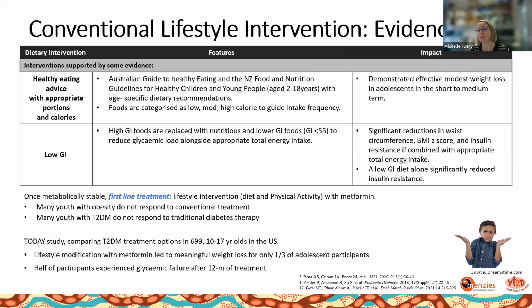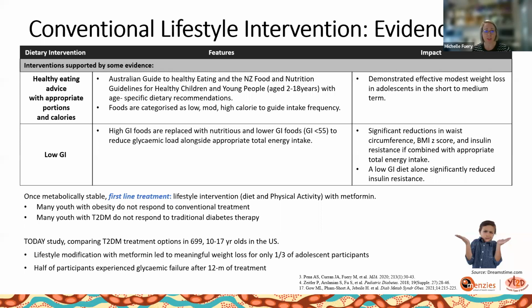So what is the evidence for intervention? The dietary intervention supported by some evidence looks at healthy eating advice with appropriate portions and calories. It's based on the Australian Guide to Healthy Eating, and it demonstrates effective modest weight loss in adolescents in the short to medium term. In terms of low GI diets, high GI foods are replaced with nutritious and lower GI foods to reduce glycemic load alongside appropriate total energy intake. And this demonstrates significant reduction in waist circumference, BMI Z-score, and insulin resistance if combined with the appropriate total energy intake.